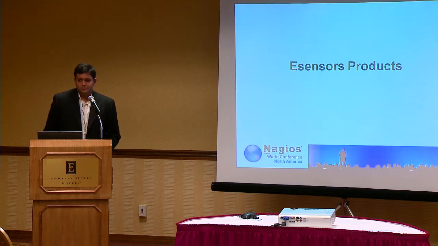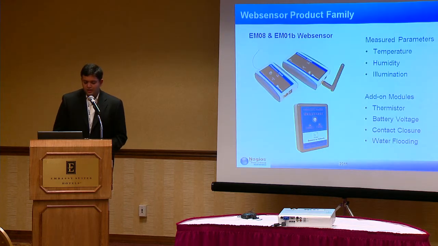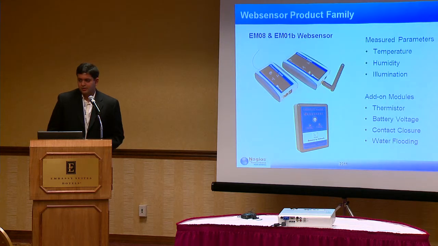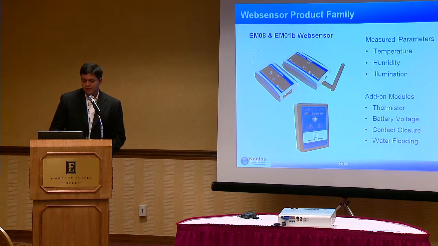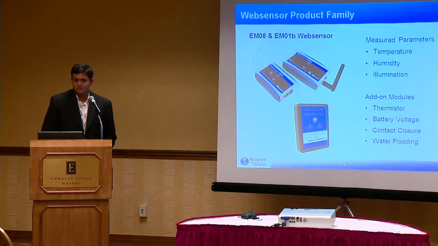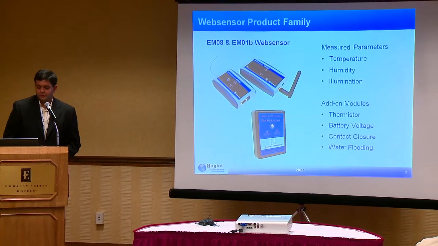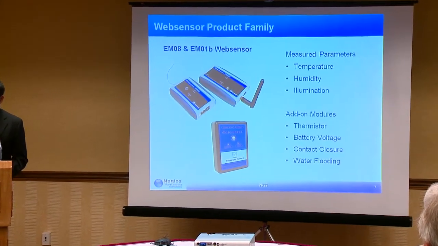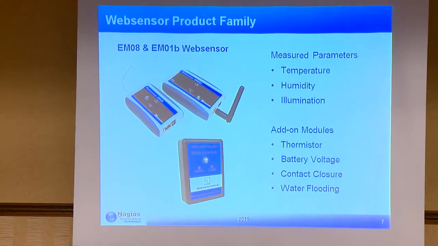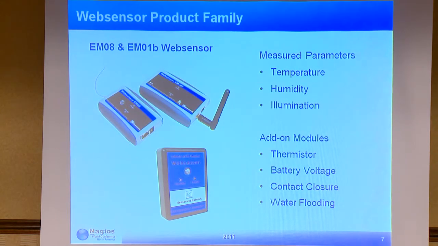And speaking of our products, the EM01 and EM08 are known as the web sensor. EM01B was the first product which we developed, and it has proved itself over the years. It monitors temperature, humidity, and illumination, and additional parameters can be monitored by the EM01. That was one of the reasons why it always made it to the server rooms, because it can monitor thermistor, battery voltage, contact closure, and water flooding too.